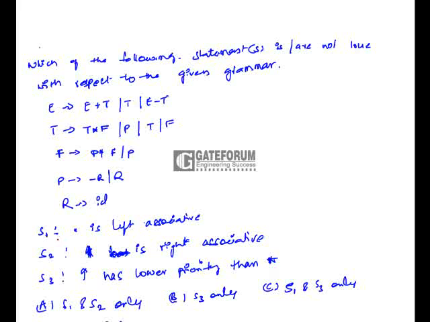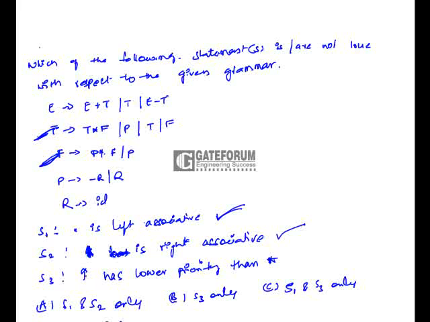If we consider the first statement, star is left associative. If we see the second production, T gives T star F. The production with respect to the star operation is left recursive, so we can say that star is left associative. And if you see this arrow operator, the production with respect to the given operator is right recursive. So we can say that this is right associative.